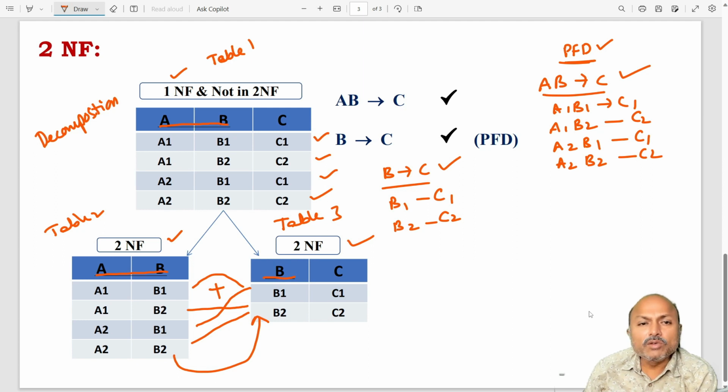Okay, this is all about the second normal form. In second normal form, the table must be in the first normal form and it must be free from partial functional dependency.